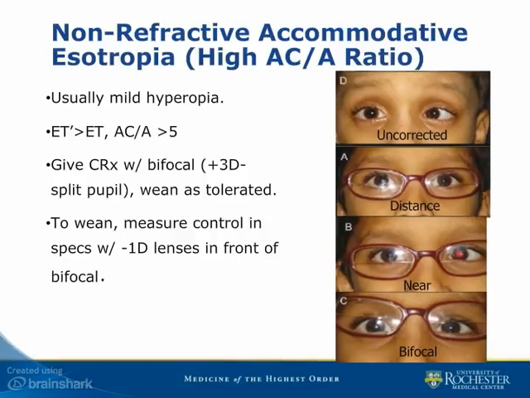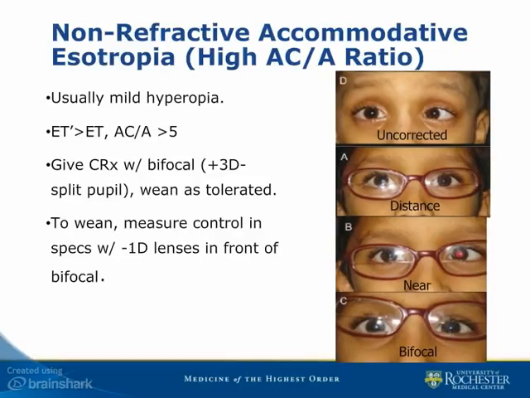In these patients, we will give them their cycloplegic refraction with a bifocal, typically starting with a +3, and we want the bifocal to sit up high so it's split in the pupil. Then we can wean the bifocal power as tolerated. So if a patient comes back for a follow-up visit and they're doing well in their +3s, I'll hold up a -1 lens in front of their bifocals and see if they can still control this, and then wean as tolerated.